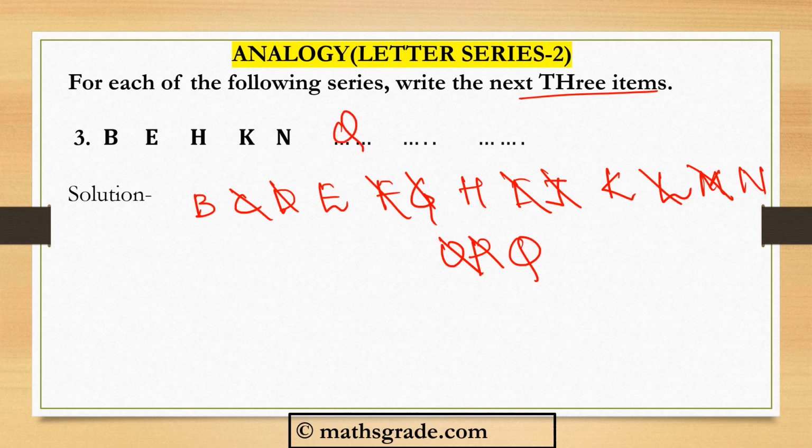After Q, two letters are missing, R and S, then it will be T. Then after T, two letters are missing, U and V, then it is W. So the next three items in this letter series are Q, T, W. The logic of this letter series is that between each pair of consecutive letters, two letters are missing, and we just write the consecutive alphabets.